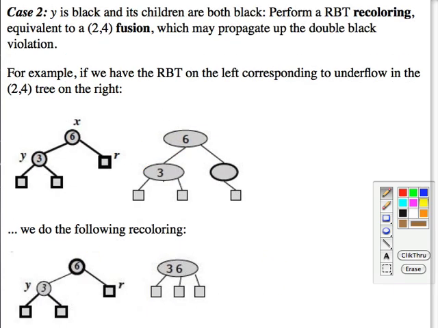So the second case is when Y is black and its children are both black. And so this corresponds to the Y node having just one key with 2 children. And we have our underflow: the double black in the red-black tree representation corresponds to an underflow in the 2-4 representation. And as before, we needed to merge these two nodes together into one. And so in the red-black tree representation, that can be done with just a recoloring, because having a black node with a black child indicates that these are two separate nodes. If we just color the child red, we now essentially are merging this key into that node in the 2-4 representation, and we get this. So this is equivalent to a 2-4 fusion in the 2-4 tree representation. It's possible for the fusion to propagate up the double black violation.